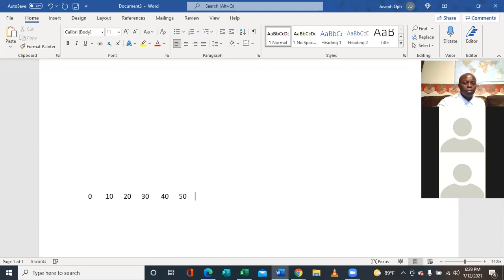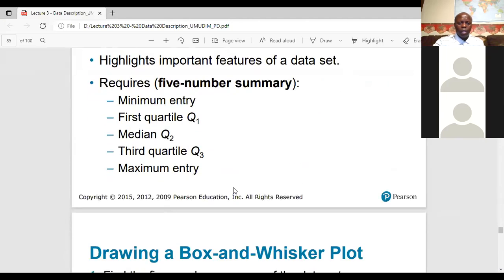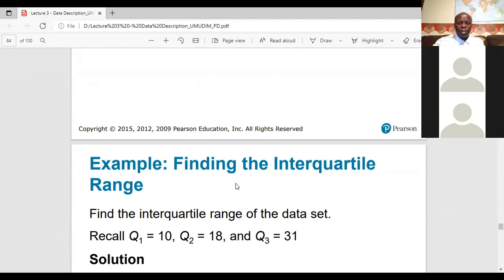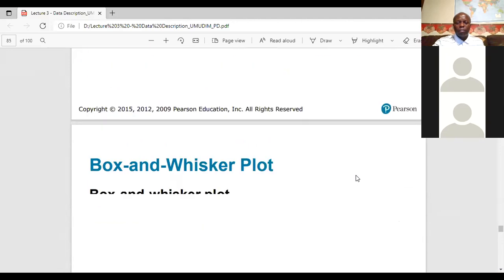50, 60, 70, 80, 90, 100. Now, if you look at the largest number in our data set, you can see that the maximum data entry here is 104. So because of this, we can go all the way to 110.